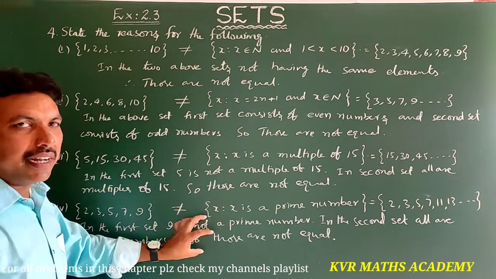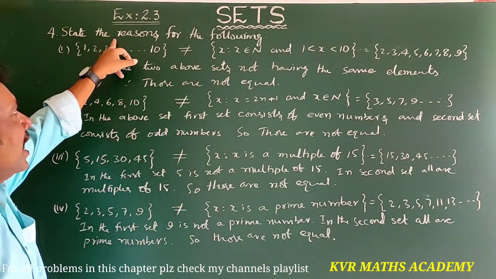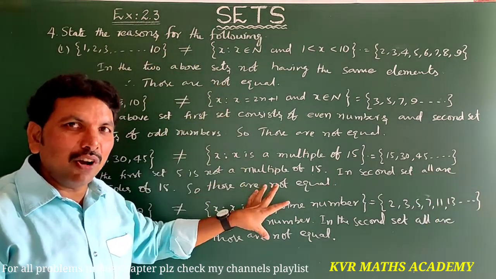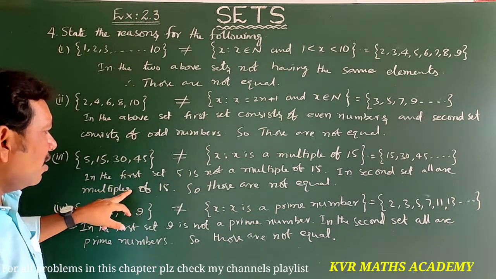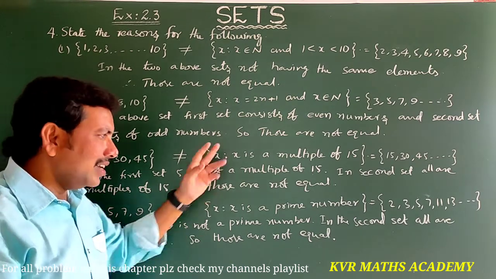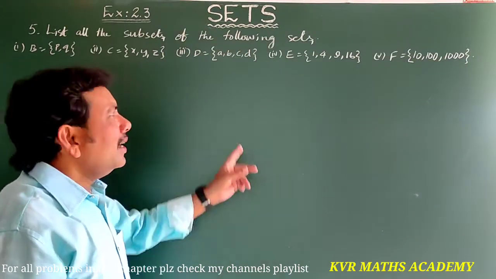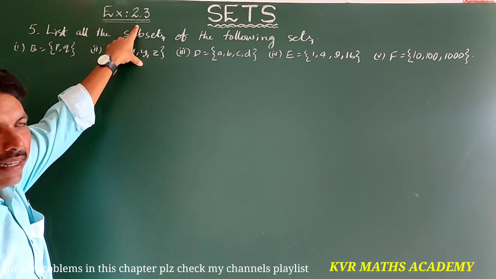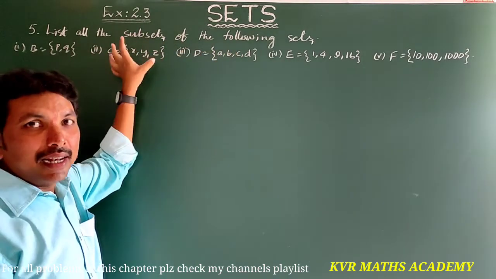So why have we written the writing? Because here it is given clearly, state the reasons for the following. That's why I have written the writing. So we have to state the reason. Understood clearly? Yes, note it down. Next, fifth question. This is the final question in this exercise 2.3. Yes. List all the subsets of the following sets.